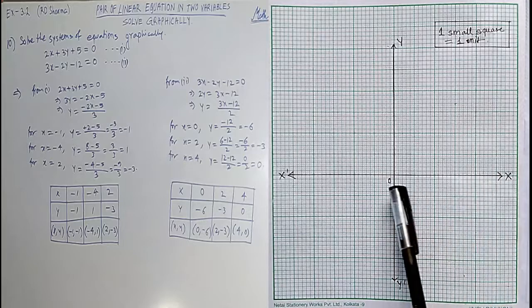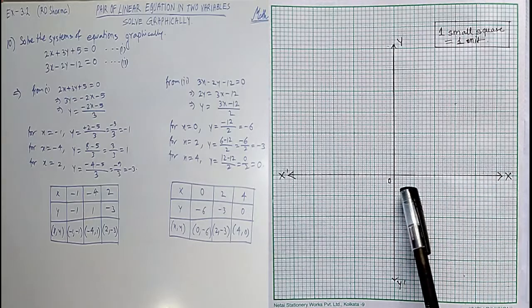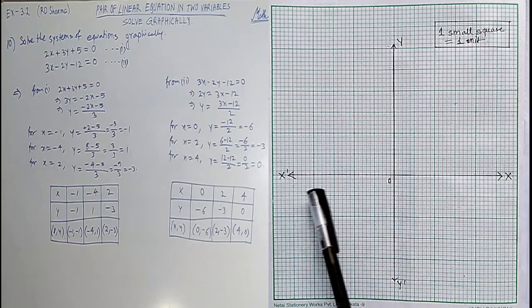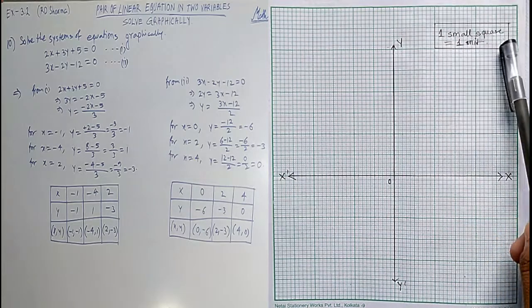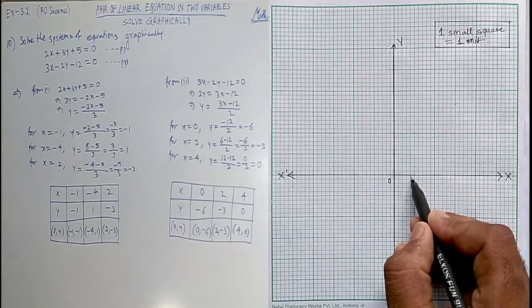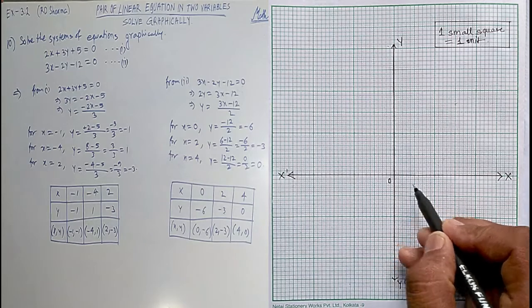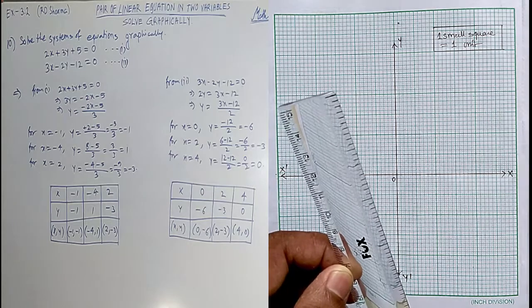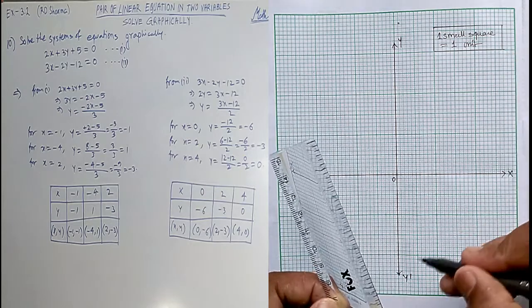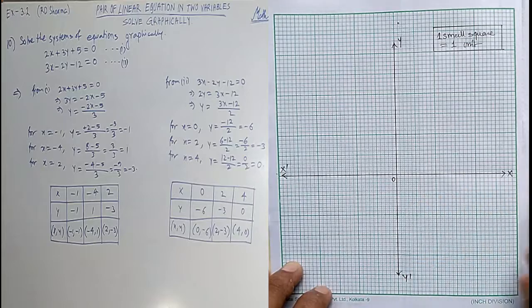The right side of the x-axis is the positive x-axis and the left side is called the negative x-axis, and the upper part of the y-axis is called the positive y-axis and the lower part is called the negative y-axis. Now we consider one small square equal to 1 unit. You have to draw this graph with a scale and pencil, not pen. I draw this graph with a pen because its visibility is better.